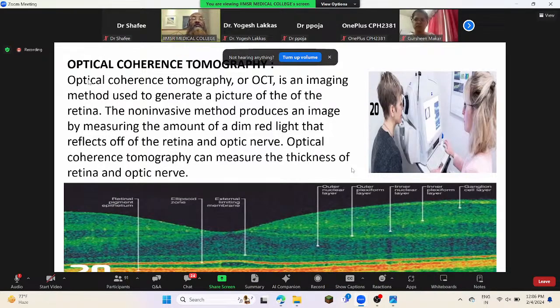Then the next investigation is optical coherence tomography or OCT. It is an imaging method used to generate a picture of the retina. The non-invasive method produces an image by measuring the amount of a dim red light that reflects off the retina and optic nerve. Optical coherence tomography can measure the thickness of the retina and optic nerve. Here what you see is the normal OCT, which describes the various layers of the retina, and it is a very simple procedure. Here you can see how it can be done in a very simple way. It is a non-invasive method.